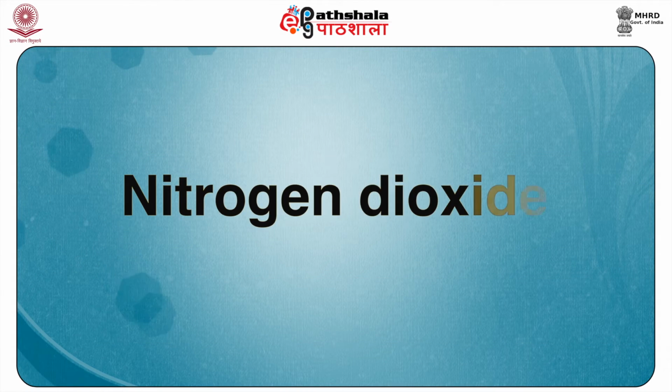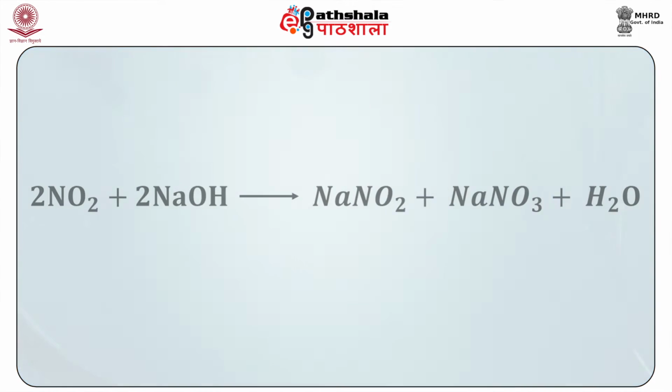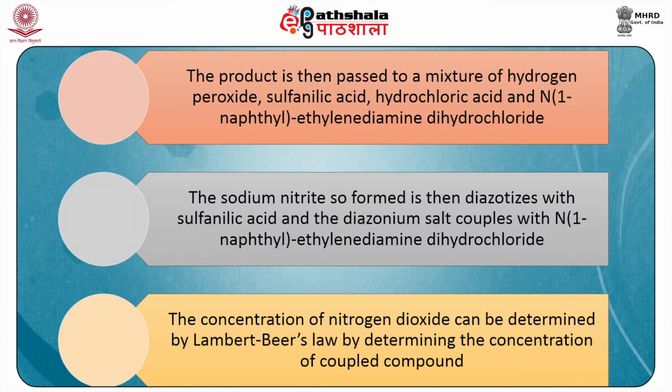Now take the example of nitrogen dioxide. Contaminated air containing nitrogen dioxide is bubbled through a solution of sodium hydroxide. This results in the conversion of nitrogen dioxide into sodium nitrate and sodium nitrite, and the product is then added to a mixture of hydrogen peroxide, sulfanilic acid, hydrochloric acid and naphthyl ethylene diamine dihydrochloride.